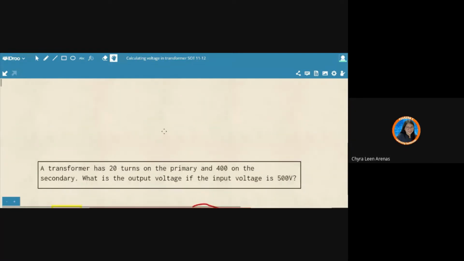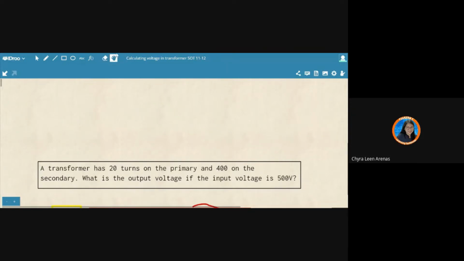So, let's have the first problem. A transformer has 20 turns on the primary and 400 on the secondary. What is the output voltage if the input voltage is 500 volts?